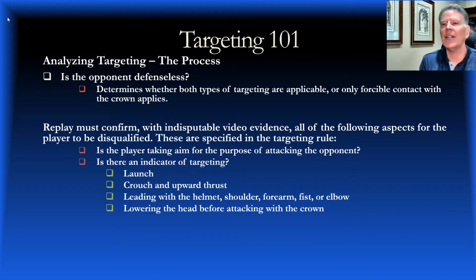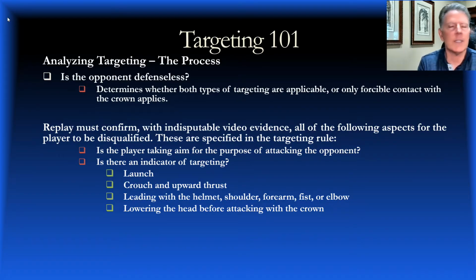Next, is there an indicator of targeting? And the book defines these indicators: a launch, a crouch and upward thrust, leading with the helmet, shoulder, forearm, fist, or elbow, and lowering the head before attacking with the crown.